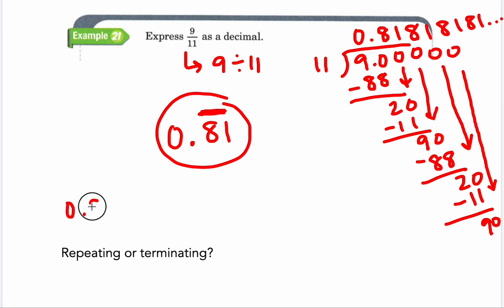Now keep in mind, if I were to put a bar over just the 1, then that would actually mean that just the 1 is repeating and going on forever. Okay, so that's why it's important for you to put the bar above 8 and 1 to show that it's a pattern of 8, 1, 8, 1, 8, 1, and so on. Okay, so it's not this one.